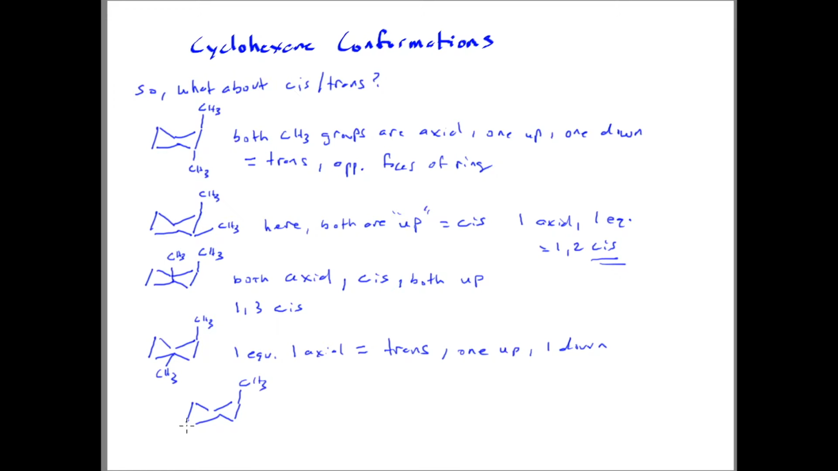Alright, so let's move over to carbon number 4 now, and now you're going to see I have both now are axial bonds, both CH3s, and one is up, one is down. So two axials in the 1,4 position. Count, I'm 4 carbons away. This gives me a trans relationship.